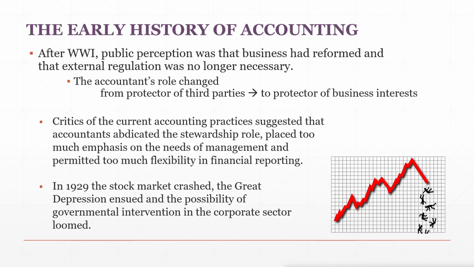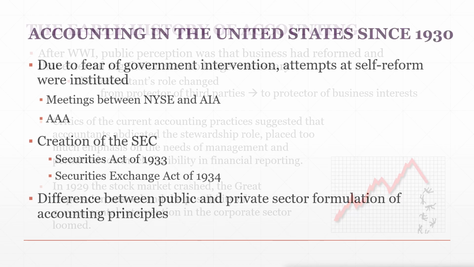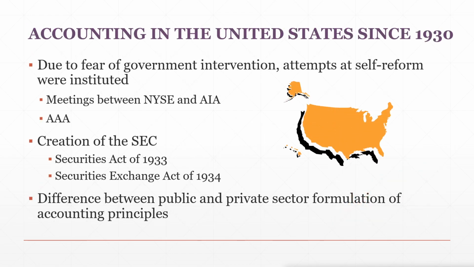And possibly as a result, not a direct result, but a contributing factor, in 1929 the stock market crashed, the Great Depression ensued, and the possibility of governmental intervention in the corporate sector loomed. Due to fear of government intervention, attempts at self-reform were instituted. There were meetings between the stock exchange and the American Institute of Accountants, as well as the AAA.